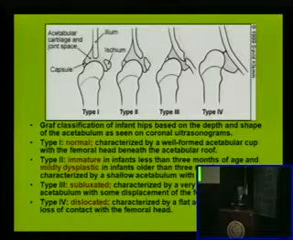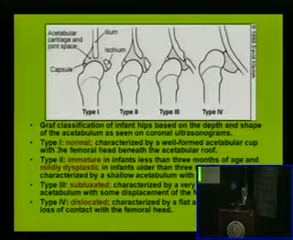Graf classification of the infant hip is based on the depth and shape of the acetabulum. Four types have been described. The normal, which is the ball in a spoon, as we said, the ball is a ping pong ball, which is the cartilaginous femoral head, inside the spoon, which is the well-curved acetabular floor. So the normal is a well-formed acetabular cup with the femoral head inside.